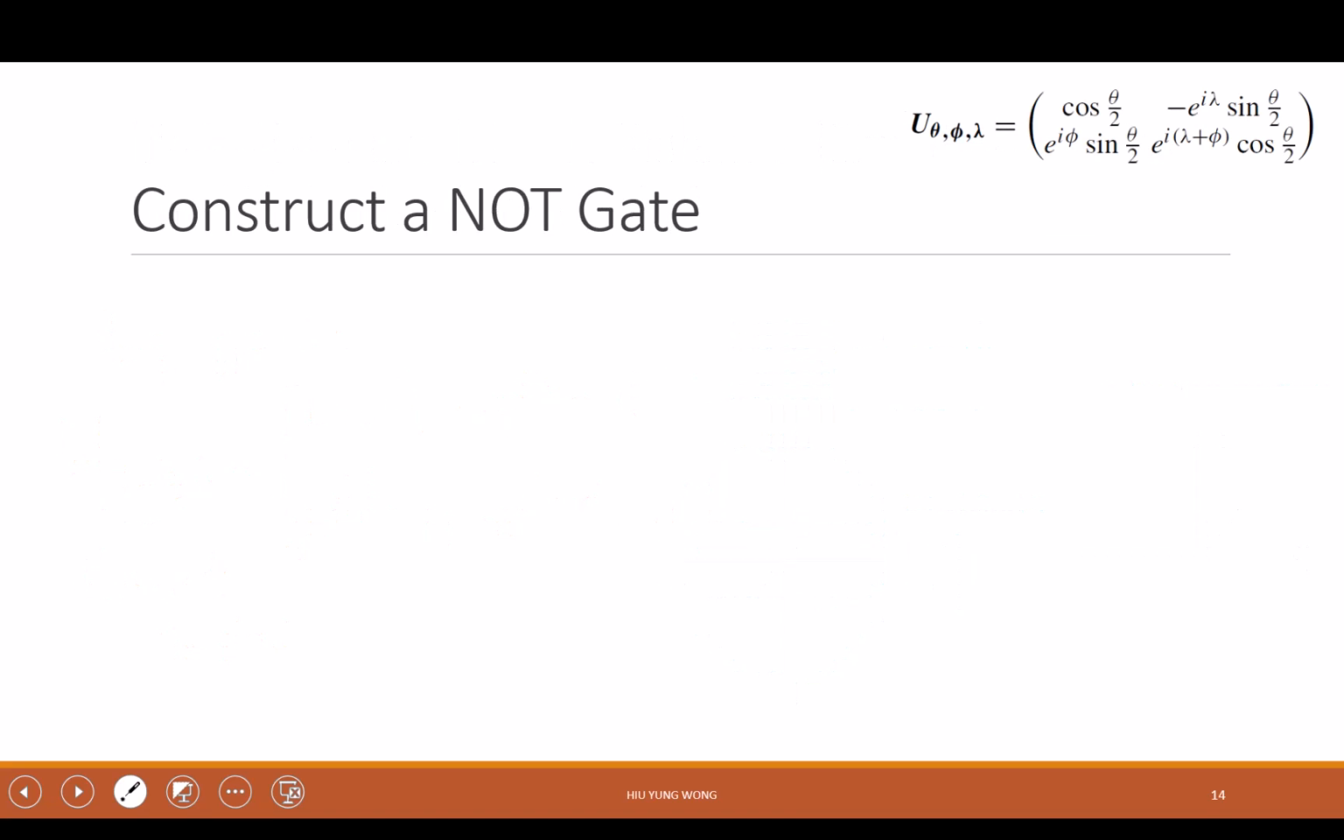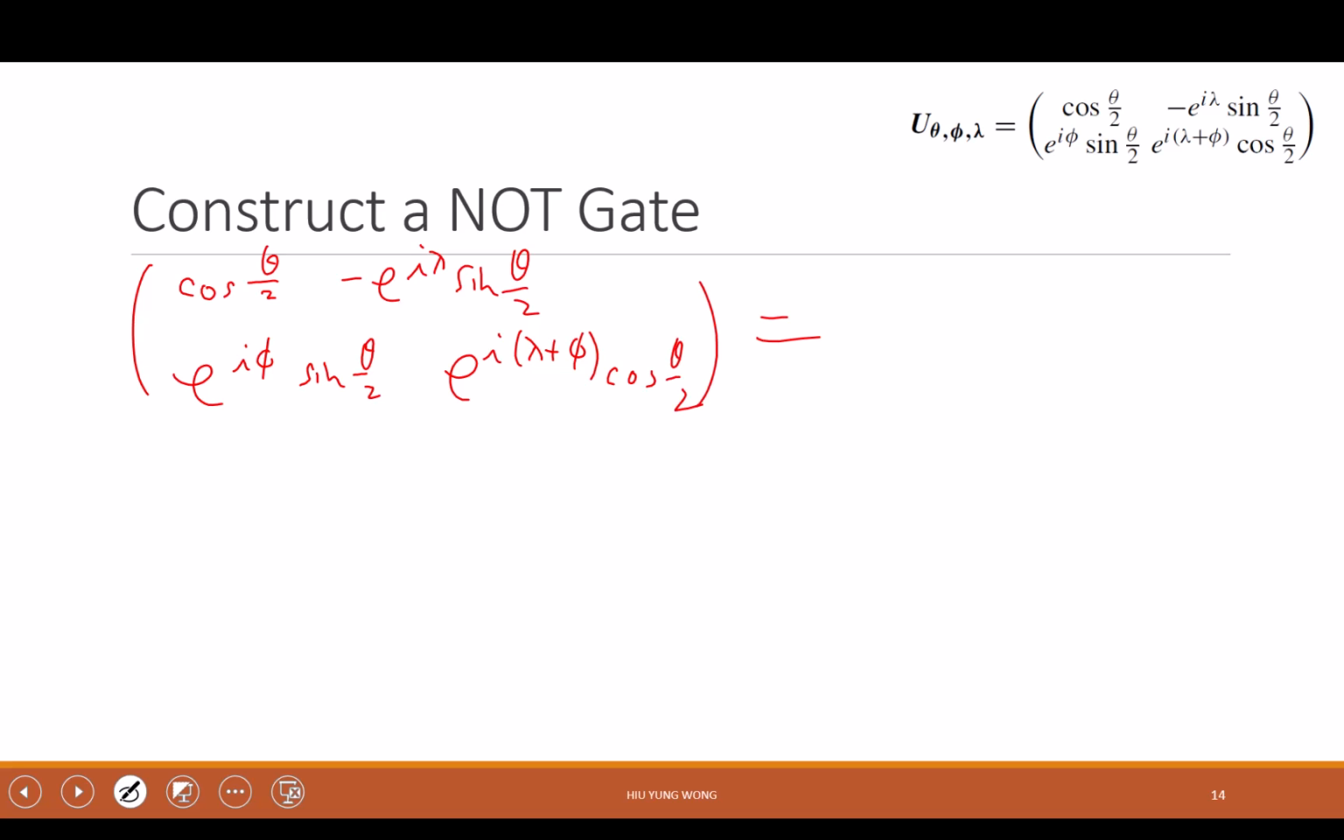Okay? So let's just try it. This is the matrix I just said, right? Let's try to construct a NOT gate. What does it mean? It means, what do I want to do? I want to make cosine theta divided by 2, e to the power i lambda sine theta divided by 2, e to the power i phi sine theta divided by 2, e to the power i lambda plus phi cosine theta divided by 2 equal to what? 0, 1, 1, 0. If I can choose theta, phi, and lambda such that this matrix equals 0, 1, 1, 0, then this is a NOT gate.